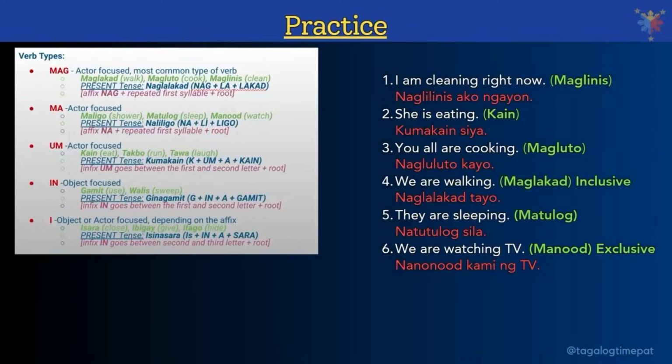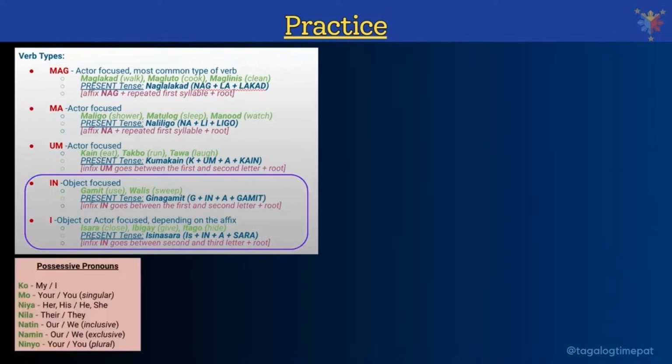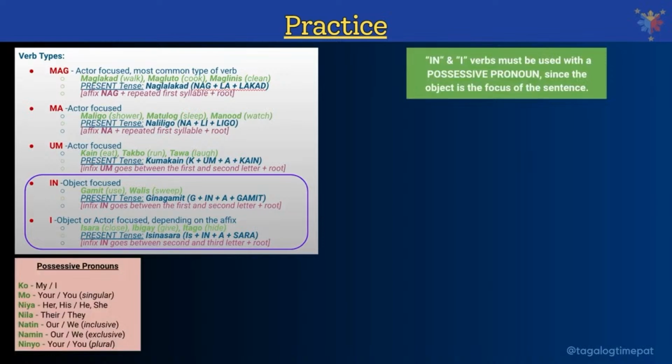If you look closely, you'll notice that all of these examples are mag, ma, or verbs. That is because they are all actor-focused, meaning you can use a subject pronoun like we were using. However, if you want to use an in or e verb, now you have to actually use a possessive pronoun. And the idea here is that for in or e verbs, since the object is the focus of the sentence, it's almost like you are in possession of that object. So you have to use these possessive pronouns.